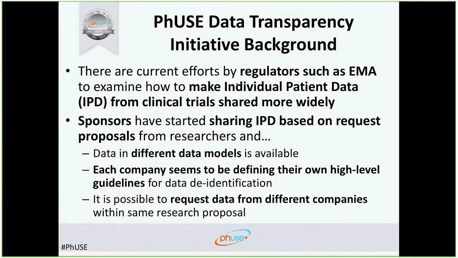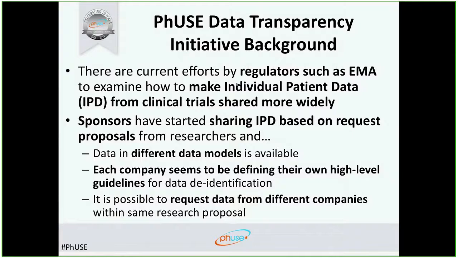That's at the time where these data models were not widely used in the industry. Each company seemed to be defining their own high-level guidelines for data identification. Many of the companies have actually published them, which is really interesting, I think, for the community. But what was even more striking is that as a researcher, it's possible to request data from different companies within the same research proposal, which is, of course, a very positive thing. But as a researcher, you may not only get data from different data models, but you may also get data that are identified differently across sponsors, which may make the analysis more difficult and even error prone.